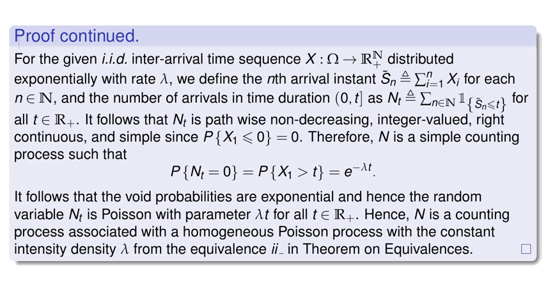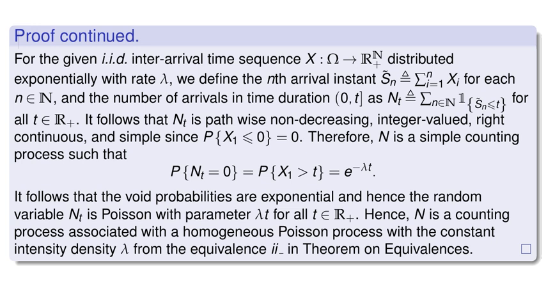For this process, the probability that N_t equals 0 is the same as the probability that X_1 is greater than t, which for an exponential distribution is e to the power minus lambda t. It follows that the void probabilities are exponential.